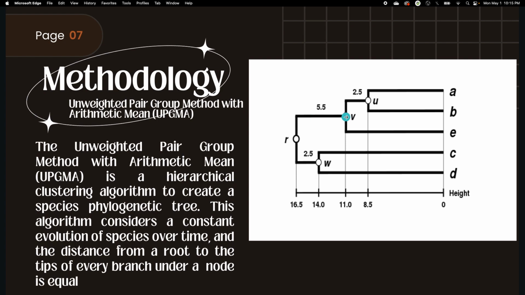Then it goes on and finds the distance from this node to this node and adds the closest one, and divides the distance by 2, and that's how the whole tree is constructed using the UPGMA method.